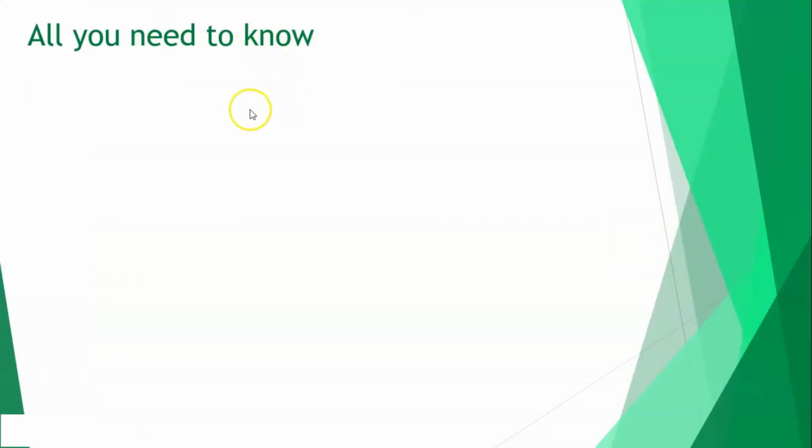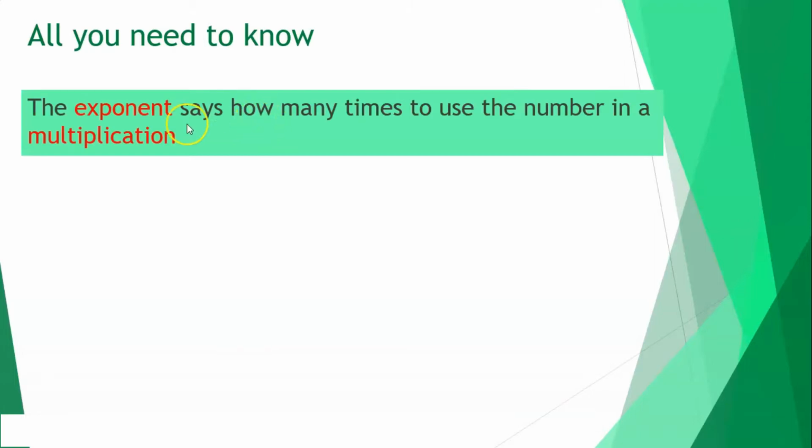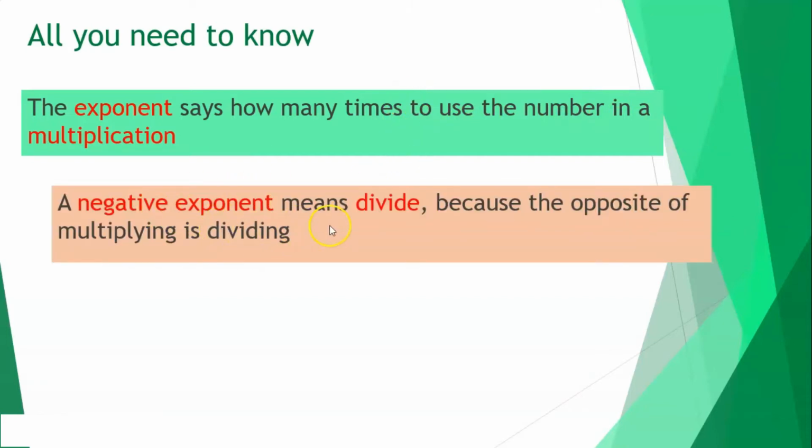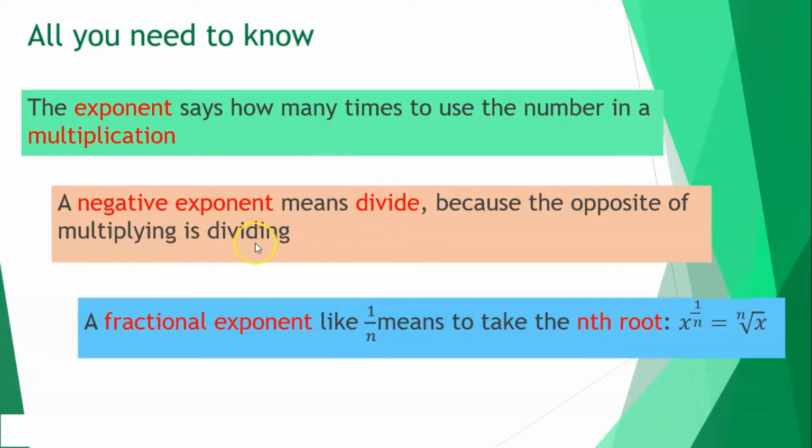Okay. Now take note, all you need to know about exponents is the exponent says how many times to use the number in a multiplication. A negative exponent means divide because the opposite of multiplying is dividing. And last, a fractional exponent like 1 over n means to take the nth root of x; x to the power of 1 over n is basically the nth root of x. So again, take note of this 3. If you understood this one, then you understand about exponents.